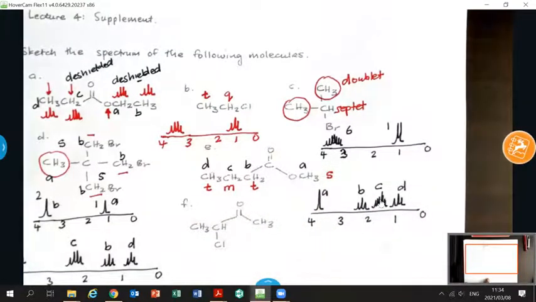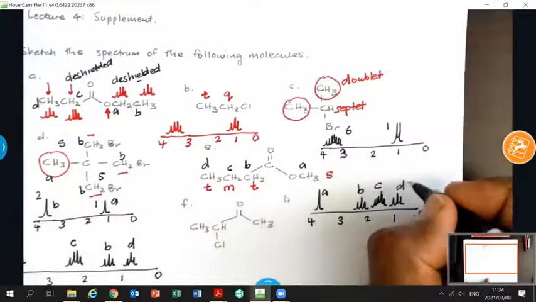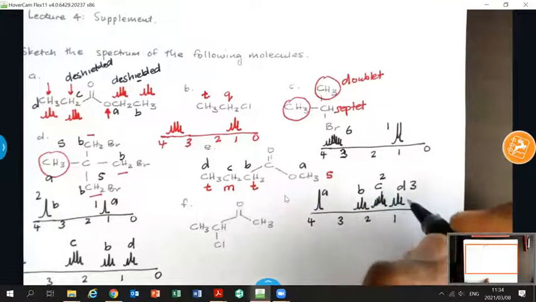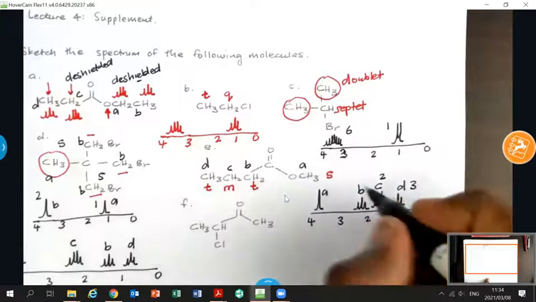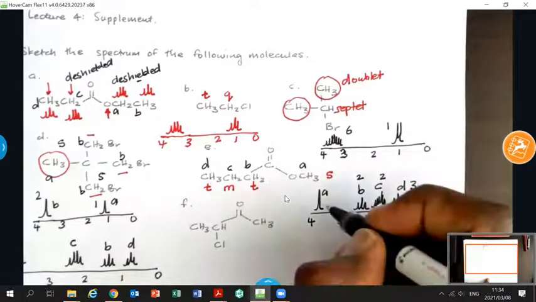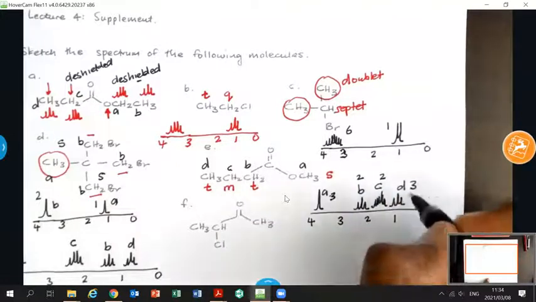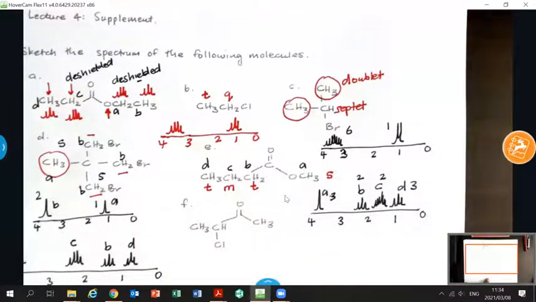So that's the spectrum sketch for this. You can put in the integration if you want. 3:2:2:3. So your D is going to be 3, and the C is going to be 2, and the B is going to be 2, and the A is going to be 3. So that's your integration: 3:2:2:3.